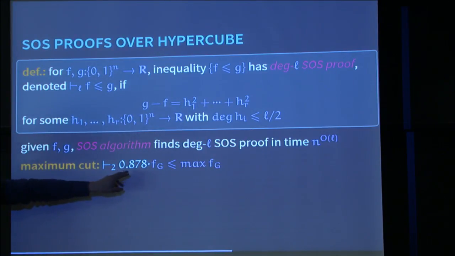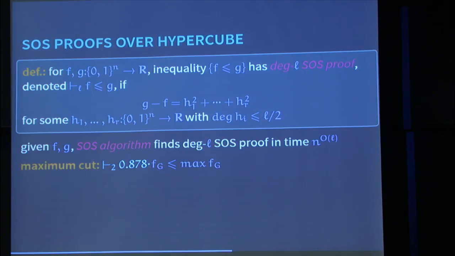And this number, so maybe let's talk about that. If you restrict yourself to degree two proofs, then 0.878 is the correct number. So there are graphs where you can't beat 0.878. You mean really that number? Yes.